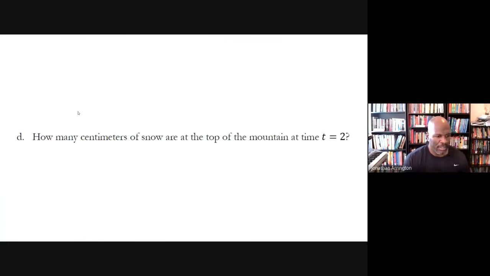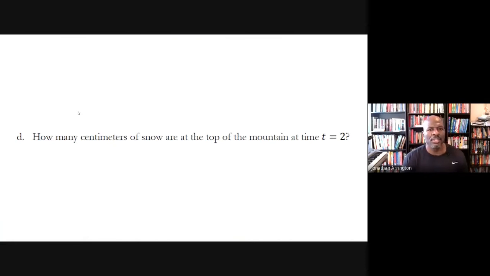So the last question we have here, and this is like the big question: how many centimeters of snow are at the top of the mountain at time t equals 2? So it's not just asking how much snow melted or how much snow accumulated. It's asking how much snow, period, is at the top of the mountain at time equals 2. So to be able to find that, we have to look at the amount of snow that accumulated at time t equals 2. That would be integrating s of t from 0 to 2. But we also have to subtract the amount of snow that melted, so we're going to have to subtract the integral of m of t from 0 to 2.